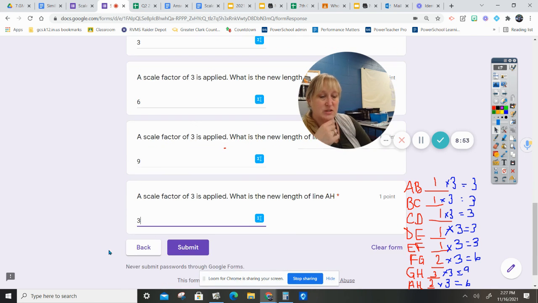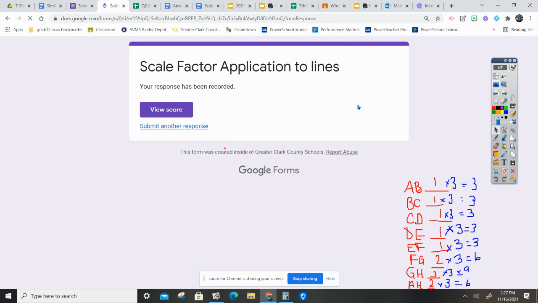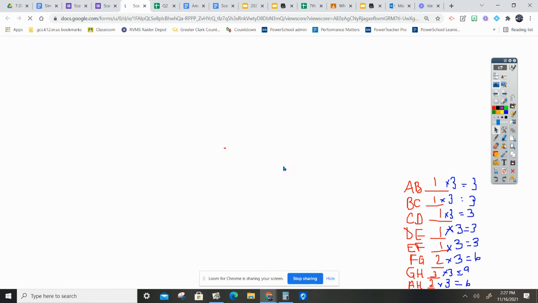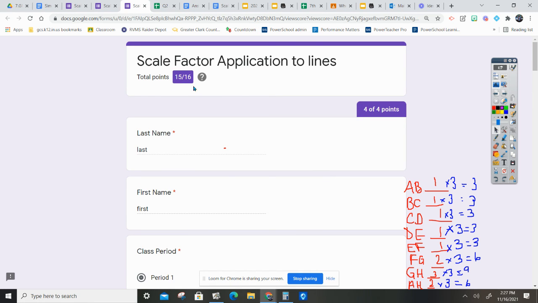So I want you to notice that the reason why I wrote this down is so that I made sure that I could answer the questions. Your test may look similar, but not the same. So understanding what a scale factor is and what it does, that's why we're going over it. So I'm going to hit submit. Make sure I didn't make any mistakes. It does happen, as we know.